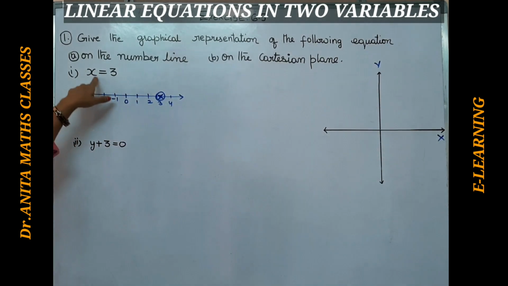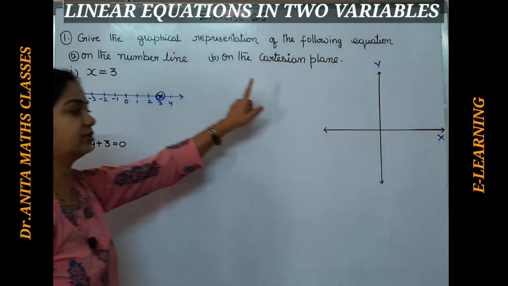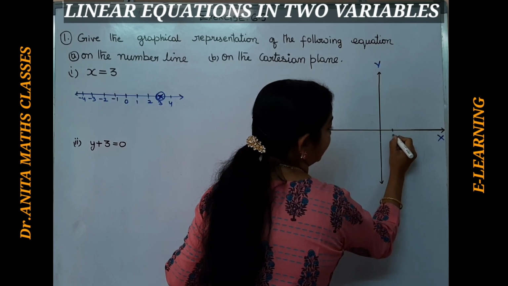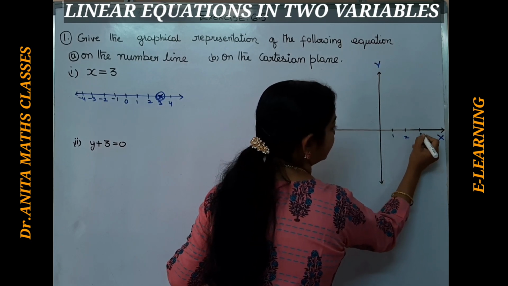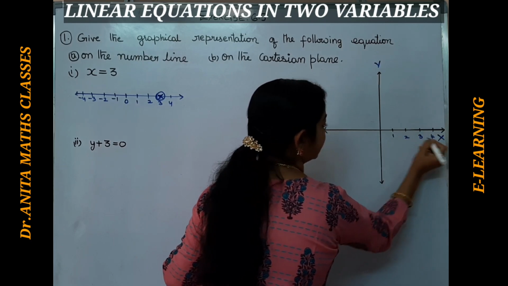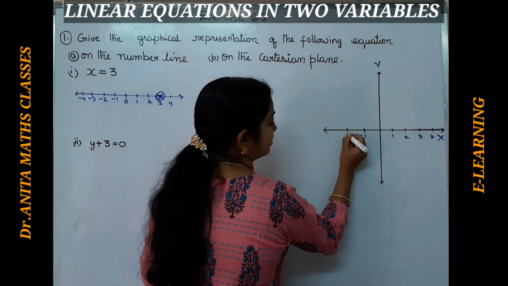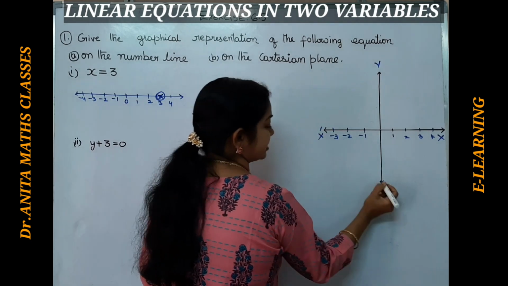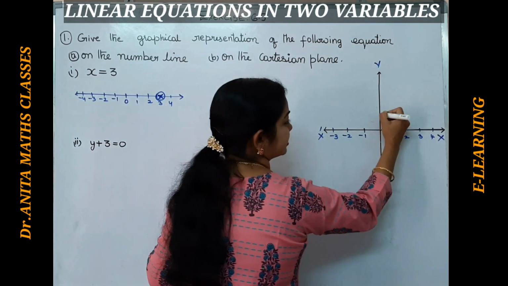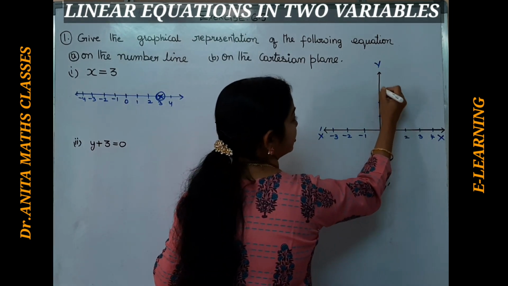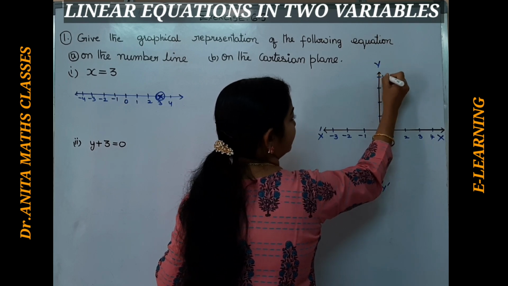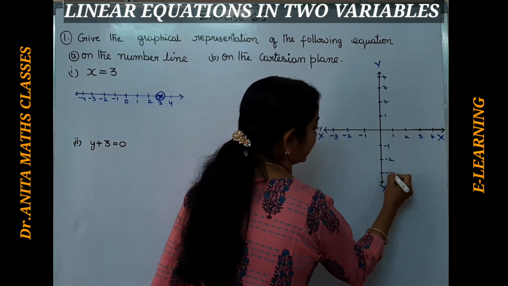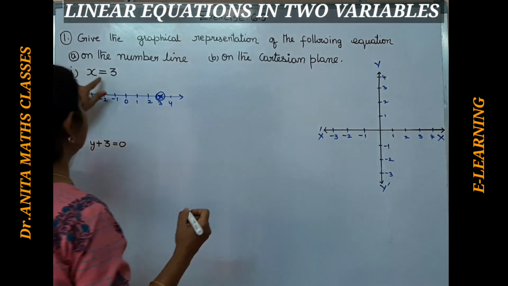Now the same thing, x equal to 3, we have to plot it on the Cartesian plane. So this is the x, y-axis. Let me take 1, 2, 3, 4 here. Minus 1, minus 2, minus 3, and so on. This is the negative x-axis and negative y-axis here. 1, 2, 3 and 4. Minus 1, minus 2, and so on we can take. Okay, so x equal to 3.